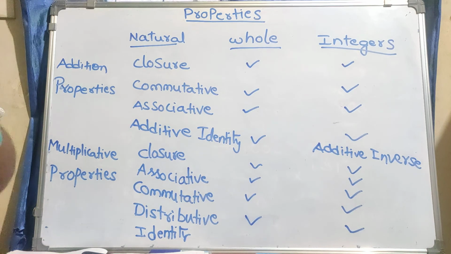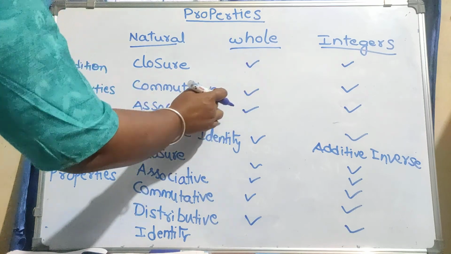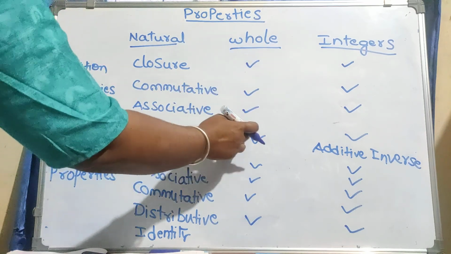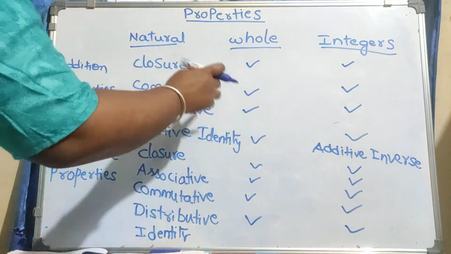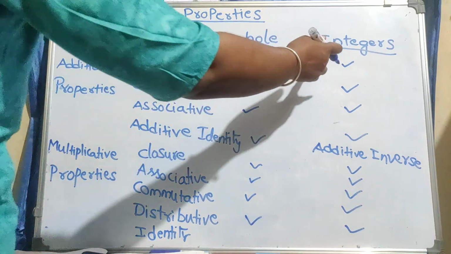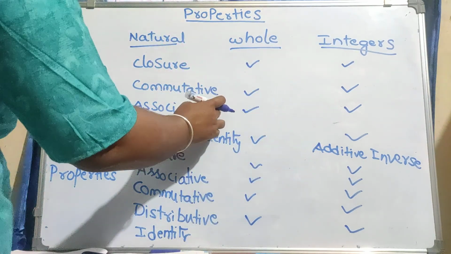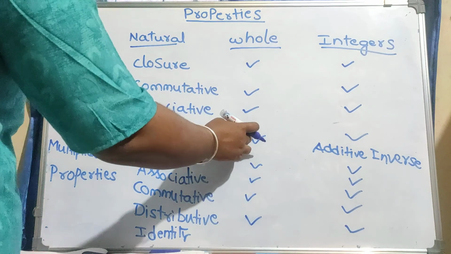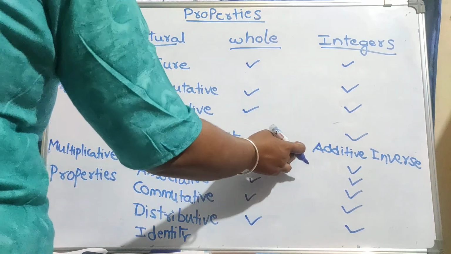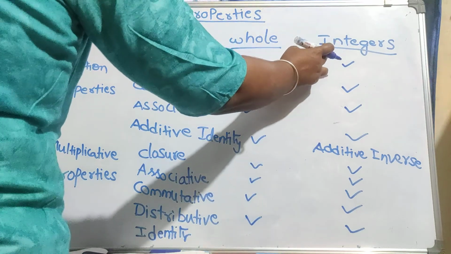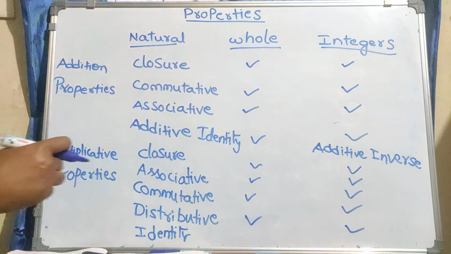The same properties we have for whole numbers: closure, commutative, associative, and additive identity. When it comes to integers, in addition properties, we have closure property, commutative property, associative property, additive identity, and along with that, additive inverse will get added. Why? Because this is a set of positive and negative numbers including 0.